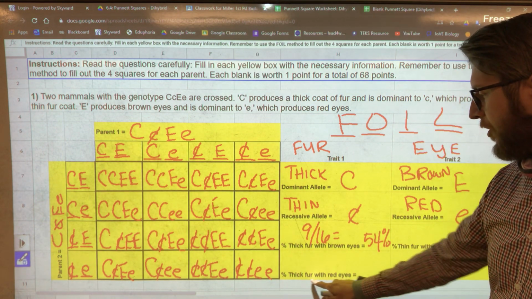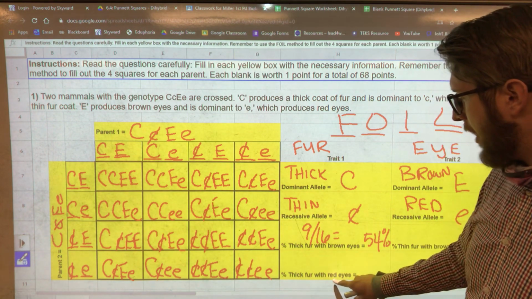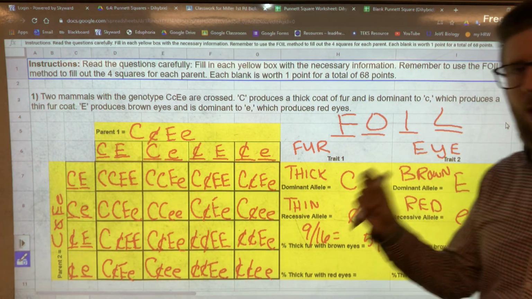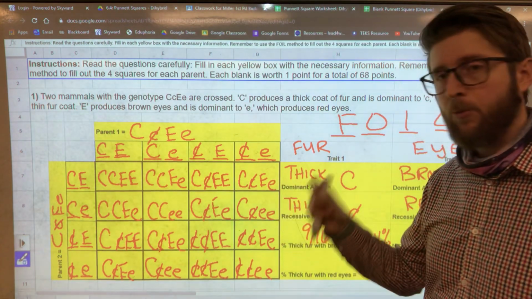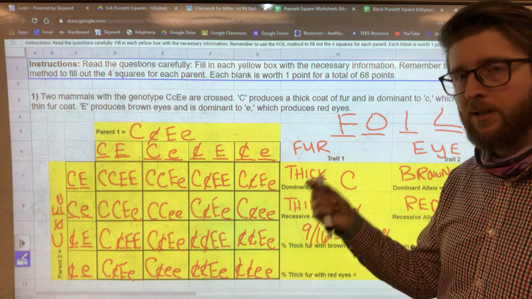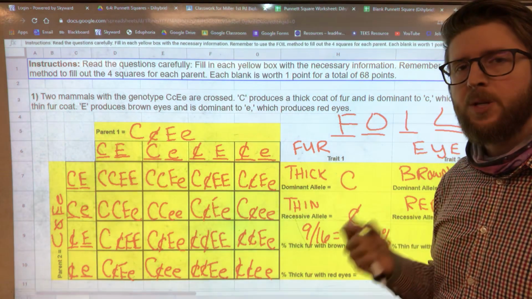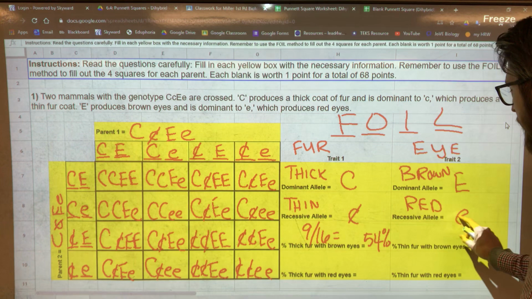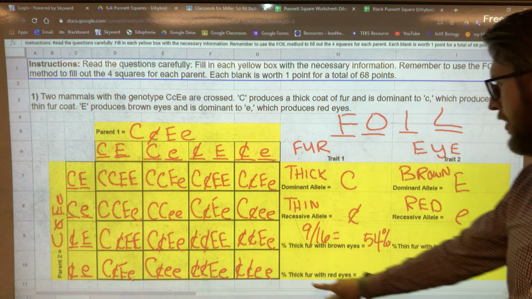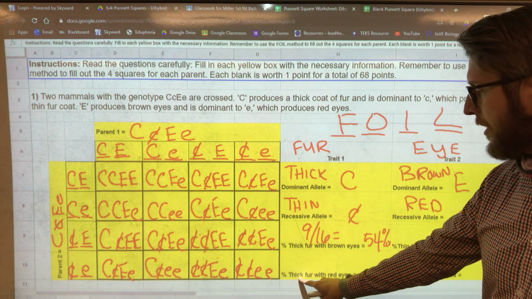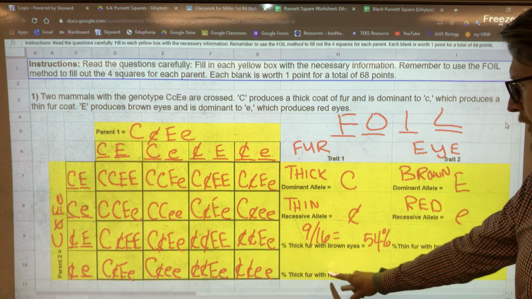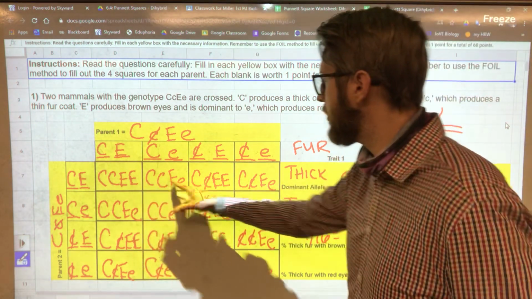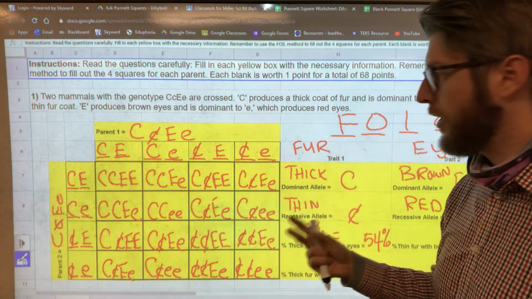Then you're going to do the same thing with thick fur with red eyes. Remember, red eyes are recessive. Okay? So the only way that you can have red eyes is if both of your eye alleles are recessive. That's the only way the recessive trait gets expressed. In other words, they will only have red eyes if both E's are little e, little e. And all we need is one dominant thick fur allele to have thick fur. So we're looking for at least one big C, and we need both E's to be little.